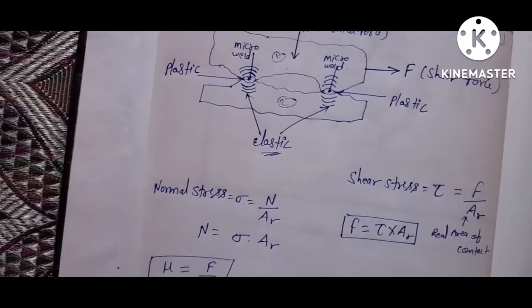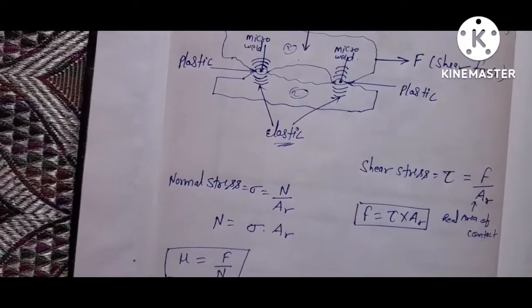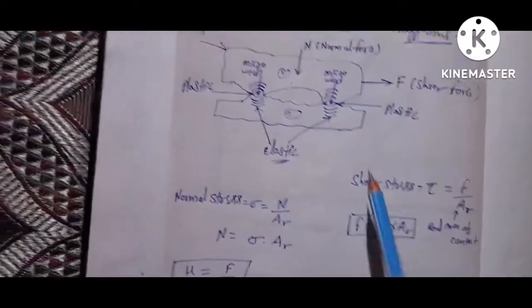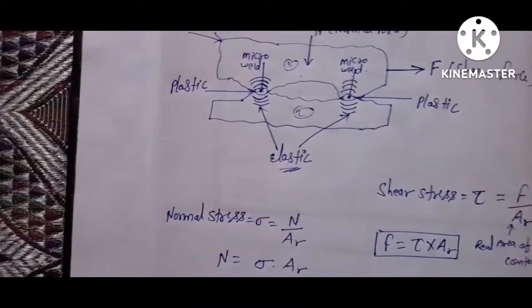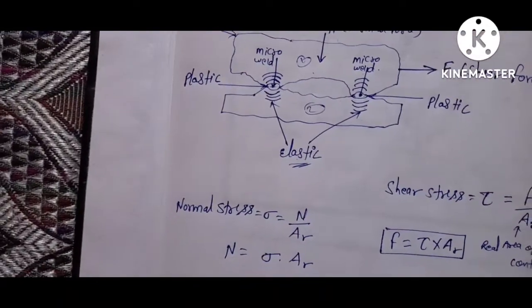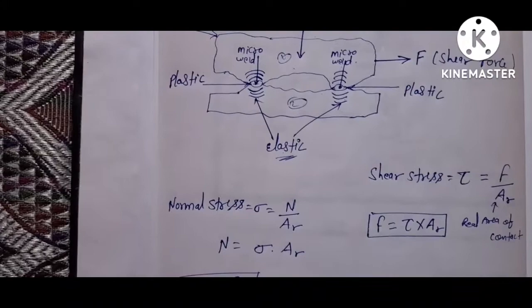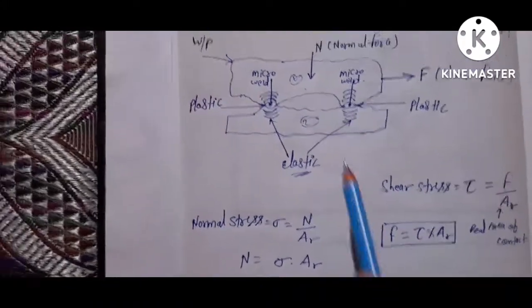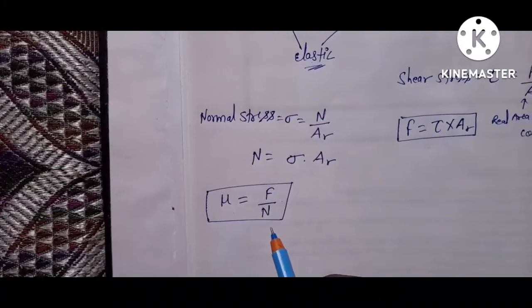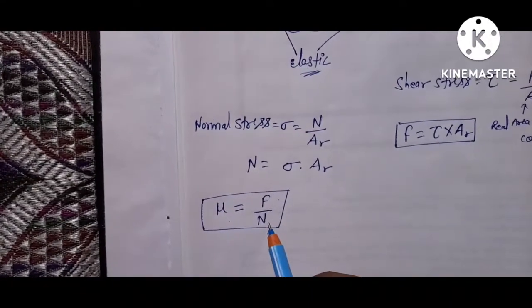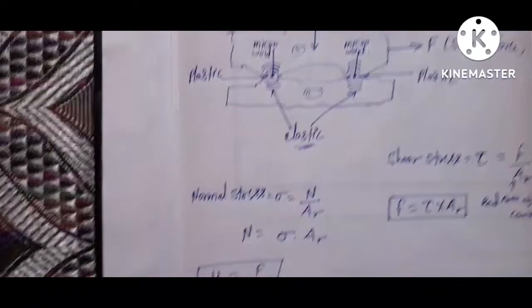According to the adhesion theory, F is the force required to shear the junction. F is the force required to shear this junction, thus the friction force. The coefficient of friction mu at the interface is defined as mu equals F divided by N, shear force divided by normal force, as you see in this picture.